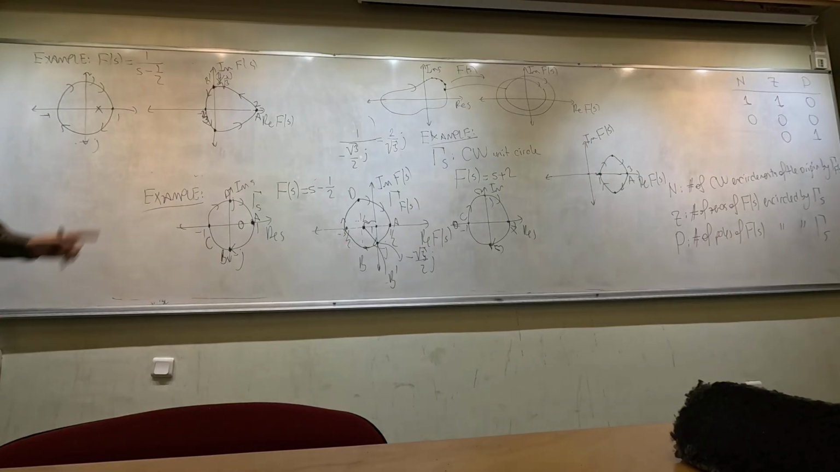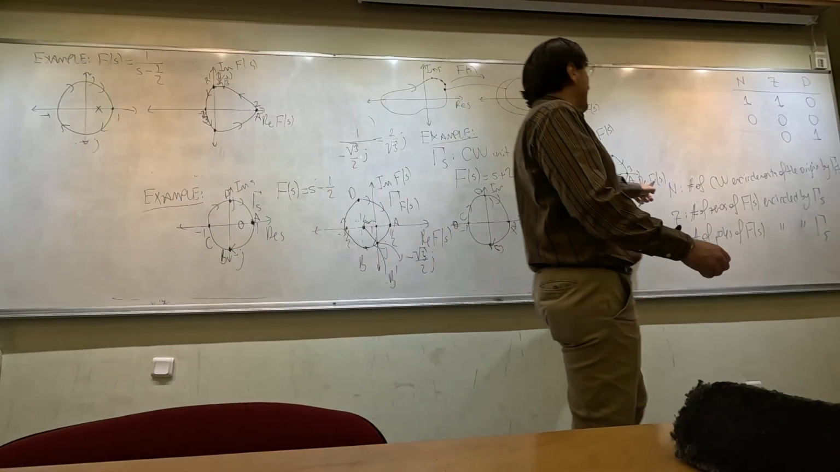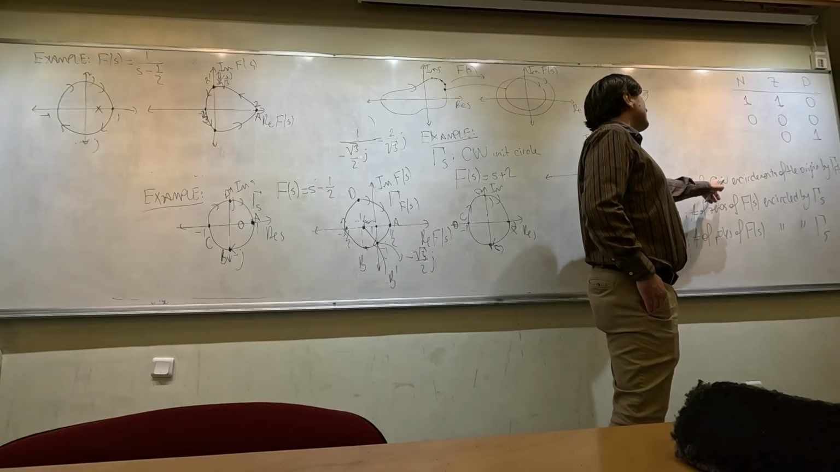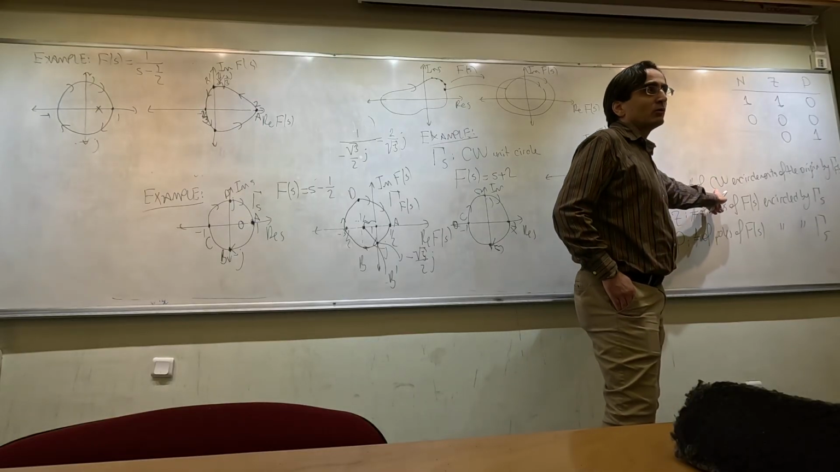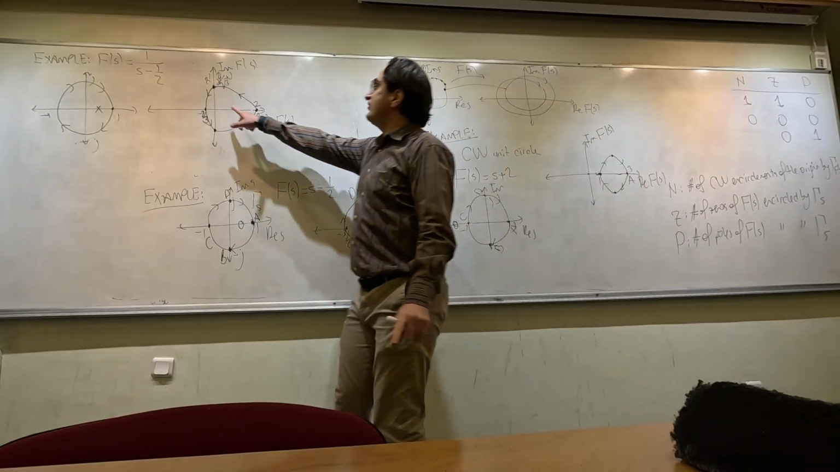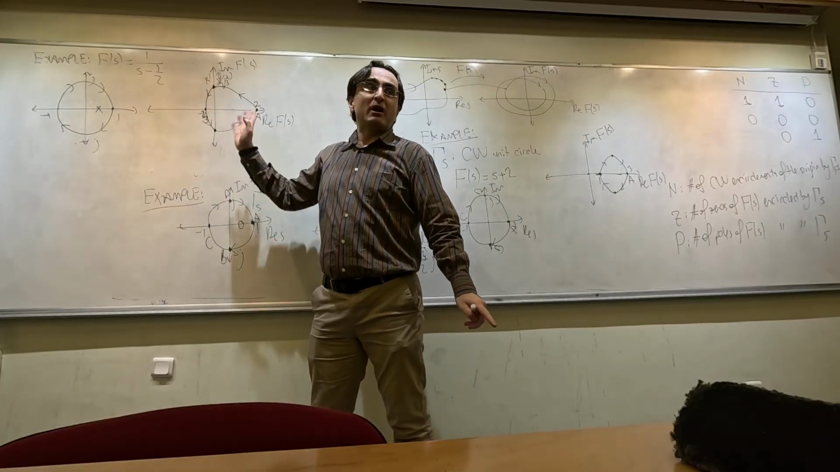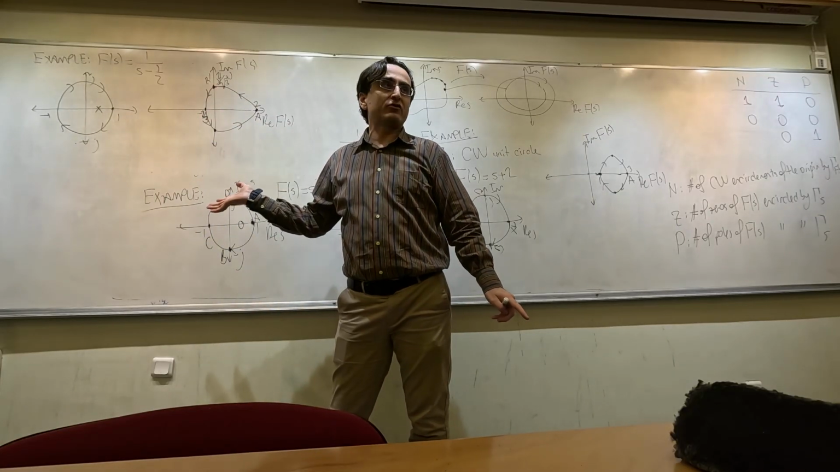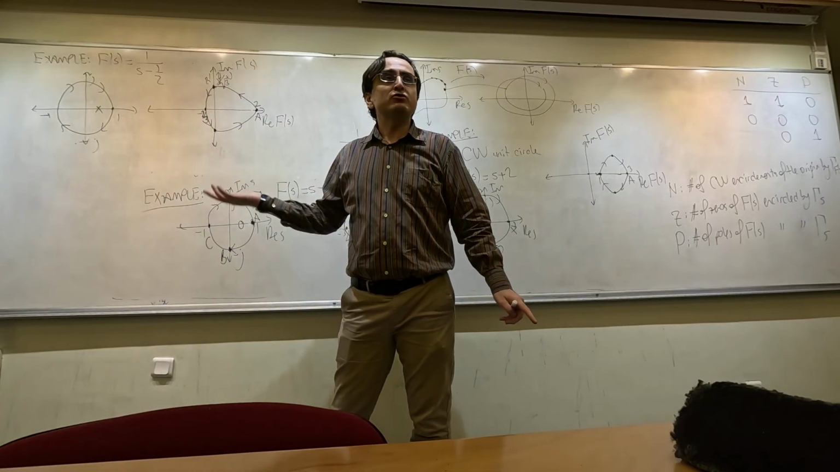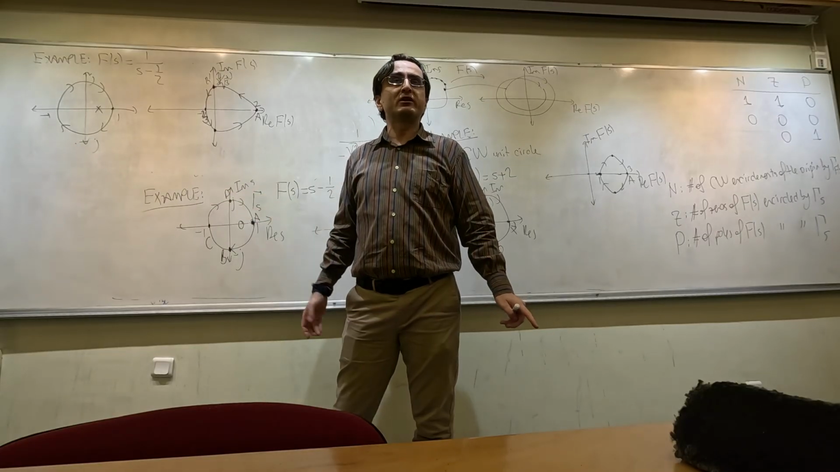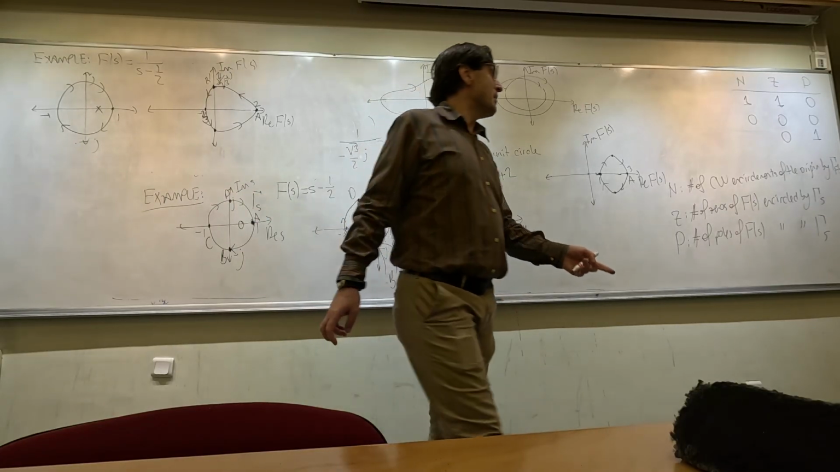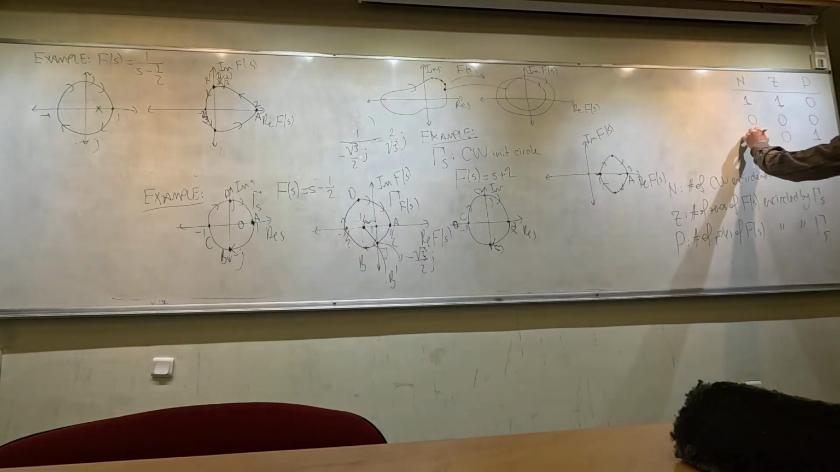So I have defined n as the number of clockwise encirclements of the origin. Now the origin is encircled once, but in counterclockwise direction. Then what should I count as my number of encirclements? It's going to be minus 1 in this case. So here, this thing is going to be minus 1.